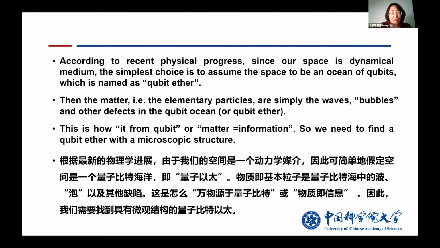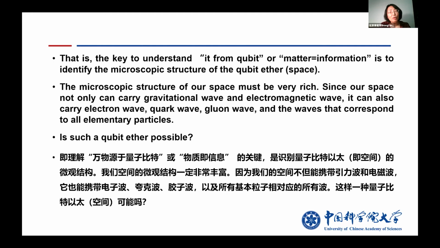According to recent physics progress, since our space is a dynamical medium, the simplest choice is to assume space to be an ocean of qubits, which is named qubit ether. Then matter, i.e. the elementary particles, are simply waves, bubbles, and other defects in the qubit ocean. This is how it from qubit, or matter equals information. So we need to find the qubit ether with a microscopic structure.